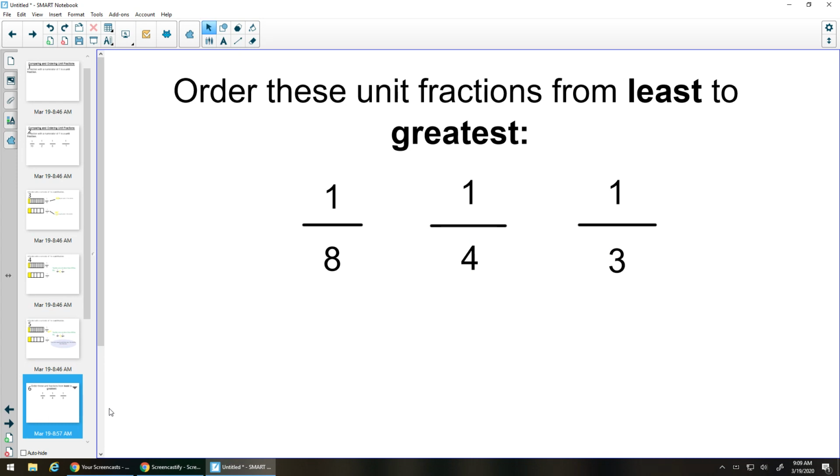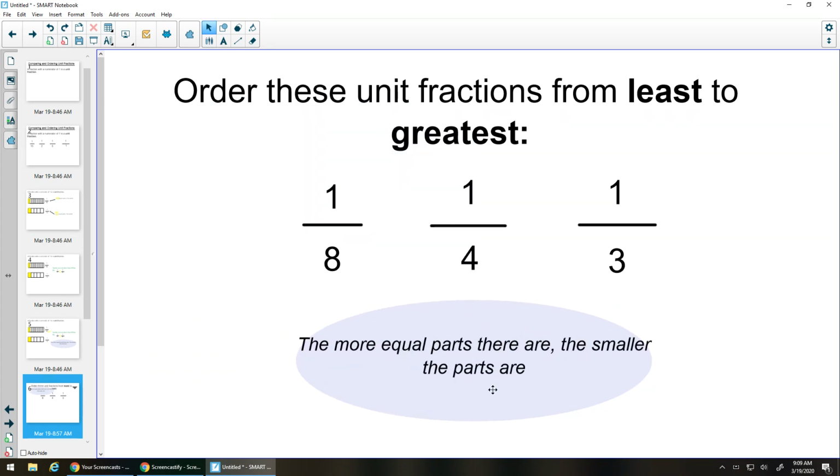So we have 3 fractions here. We have 1/8, 1/4, and 1/3. I can tell you right away, because of my general rule, the more equal parts there are, the smaller the parts are, I see my fraction with the most equal parts is 1/8. So I know right away that 1/8 is the least because 8ths are smaller than thirds and fourths. I also can tell you right away that 1/3 is the greatest because thirds are greater than fourths.